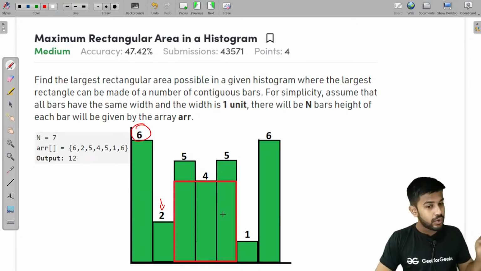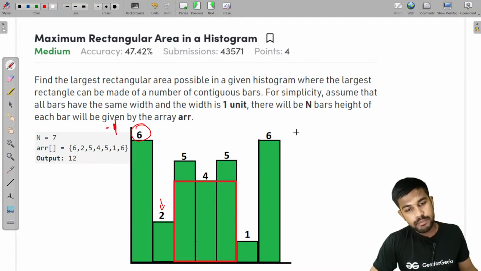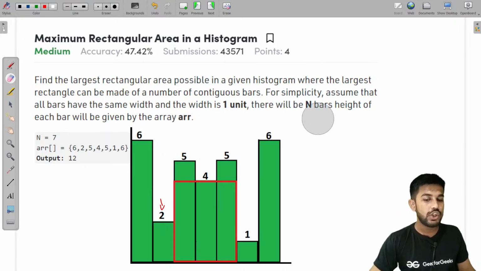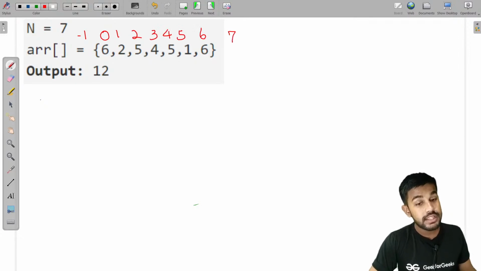There is nothing known as next smaller element on this side. So what would we do in that case? We would do nothing, but we would mark here -1, and we would mark here n. So the marking would be like this: -1, this would be 0, this would be 1, 2, 3, 4, 5, 6, and this would be the 7th.